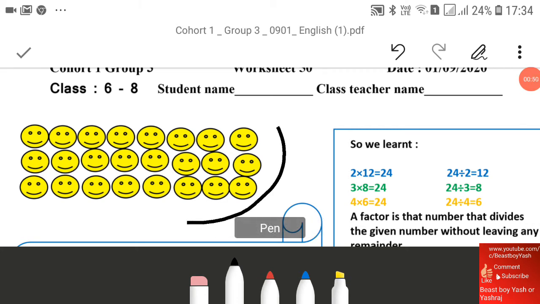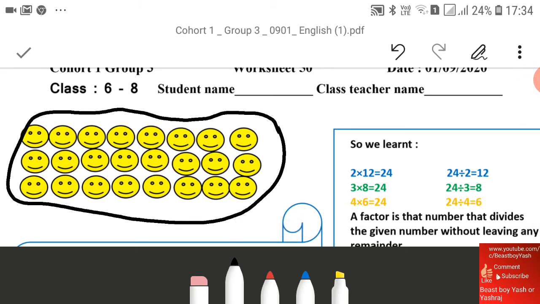So there are some smileys given, as you can see. So we learned, हमने सीखा, 2 multiplied by 12 is equal to 24, 24 divided by 2 is equal to 12. 3 multiplied by 8 is equal to 24, 24 divided by 3 is equal to 8. 4 multiplied by 6 is equal to 24, 24 divided by 4 is equal to 6.